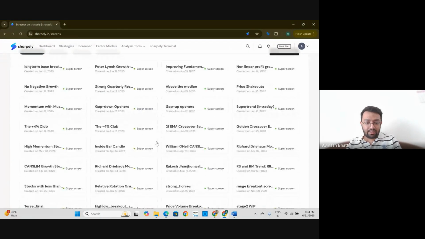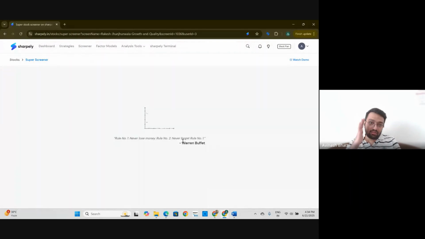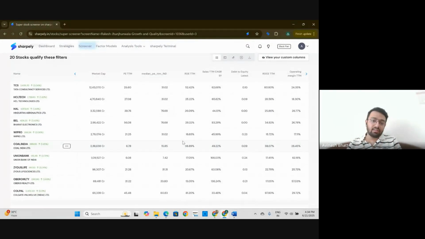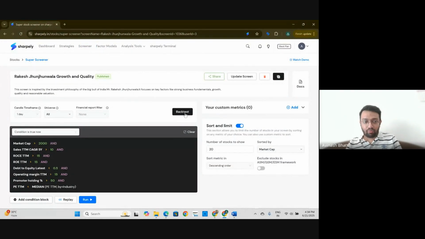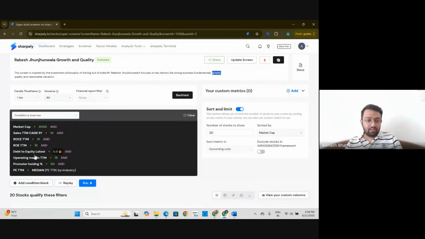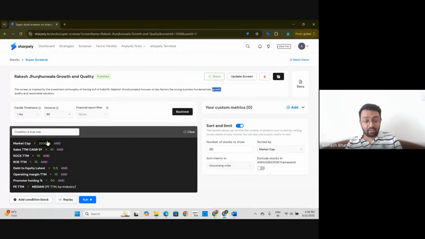Another example that I can give you is we have created a screen based on the investment strategy of the Big Bull of India, Mr. Rakesh Jhunjhunwala. So he was primarily focused on factors like strong business fundamentals, then business growth, quality, and reasonable valuation. Now we are capturing this in this screen. So as you can see here, in my previous screens the filter was 1,000 crore. Now the filter is even higher, so 2,000 crore is there.